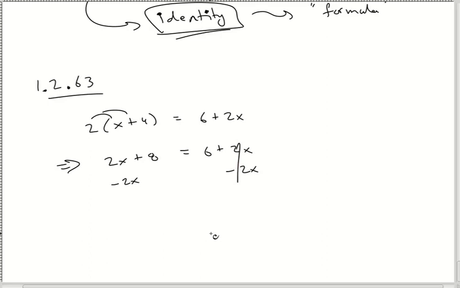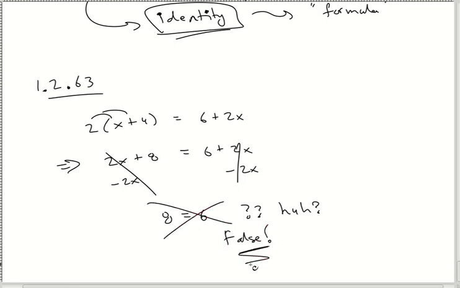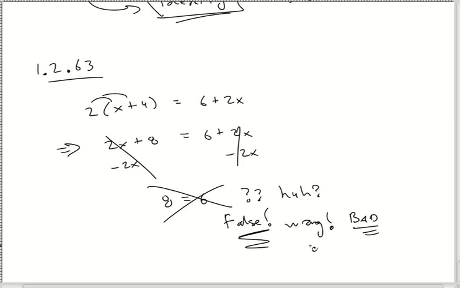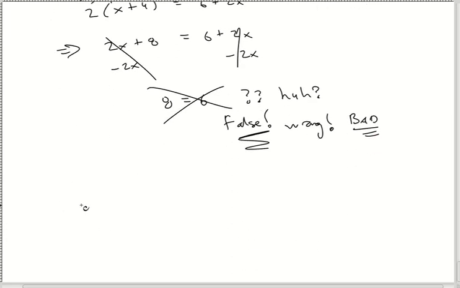So 2x minus on both sides, they actually cancel. I'm left with 8 is equal to 6. Huh? 8 doesn't equal 6. No. False. I don't know. Something's going wrong. Wrong. Bad. This is true bad math. So how do I say that in my math lab language?